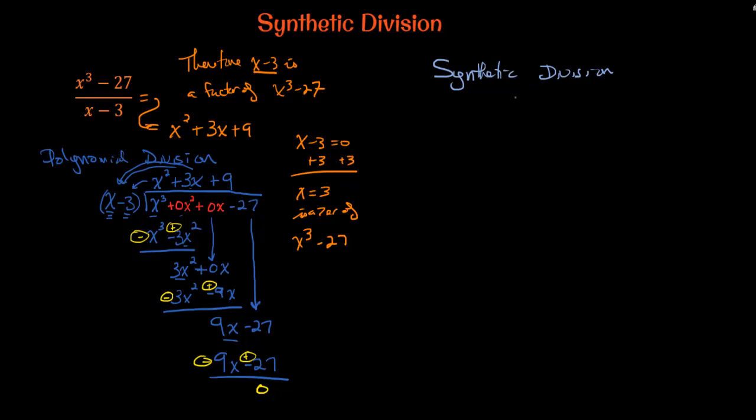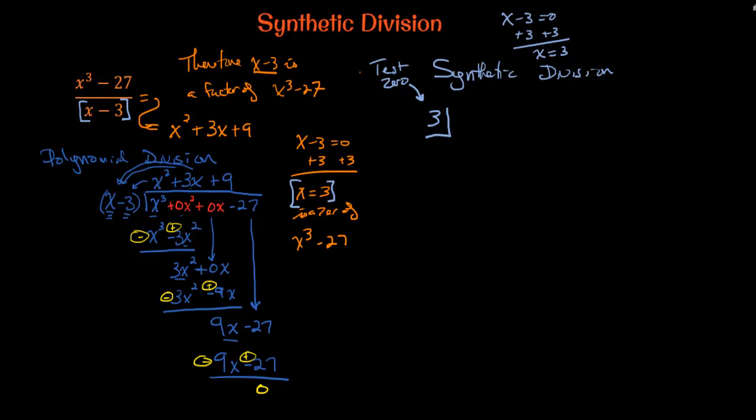However, it's a slightly different structure. The first thing that we identify in our synthetic division is we need to have a test 0. So here, this is our factor that we are dividing. Therefore, our test 0 is a value of 3. We can set x minus 3 equal to 0, and we add 3 on both sides, so we're testing x equals 3. So that's going to be our test 0.